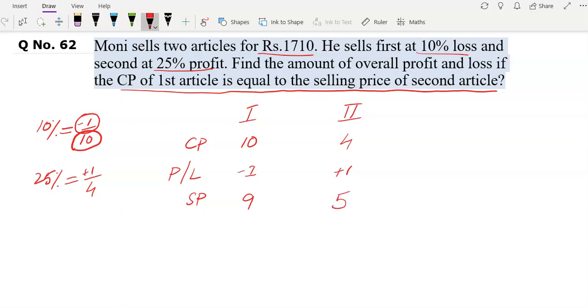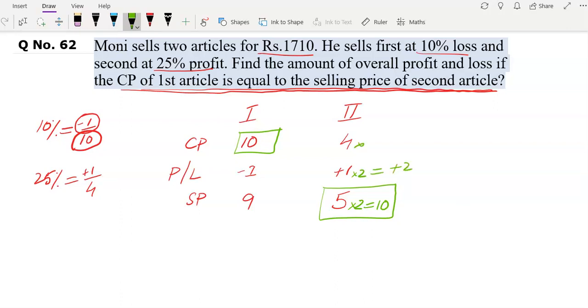Now the question says the CP of first article is equal to the selling price of second article. So CP of first article is 10 and the selling price of second article is 5. So we need to make this equal. In order to make it equal, we will have to multiply this by 2. 5 into 2 will give us 10. So if we have multiplied this by 2, we'll have to multiply this by 2 too. 4 into 2, 8.